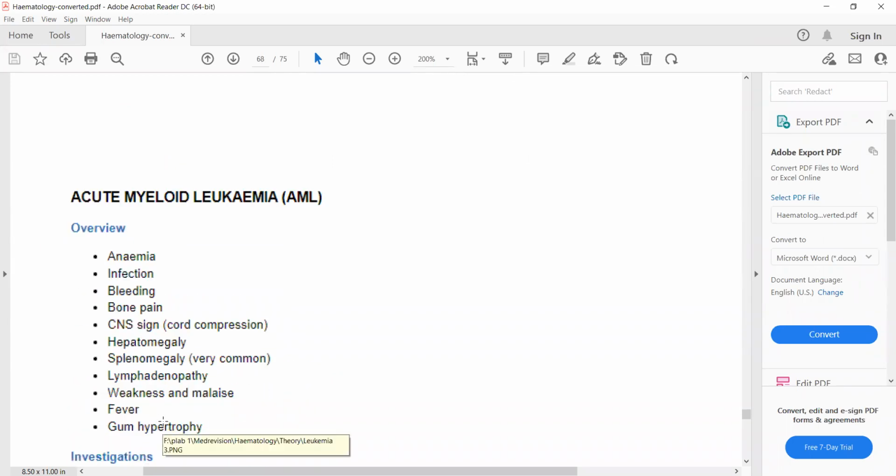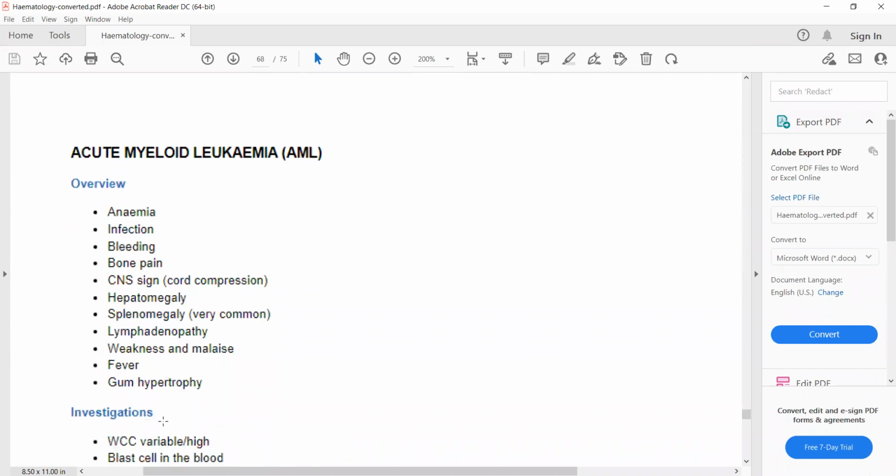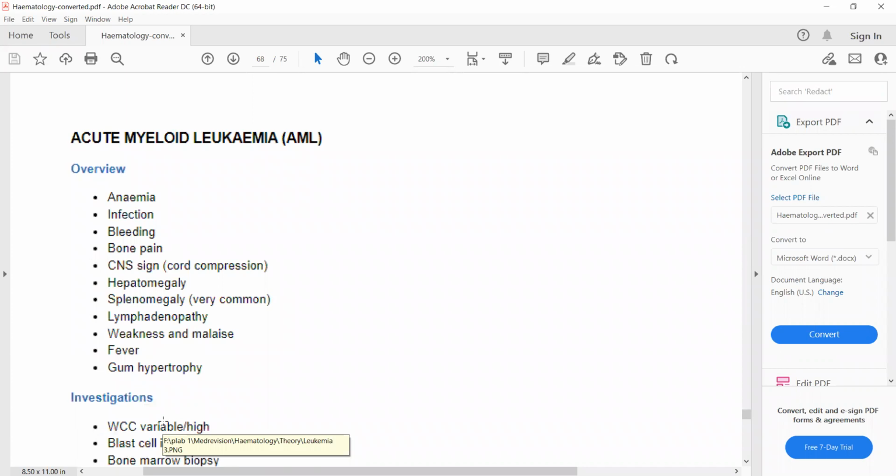Now the next leukemia is acute myeloid leukemia. The presentation of acute myeloid leukemia is similar to acute lymphoid leukemia or lymphoblastic leukemia, that is anemia, infection, and bleeding. Bone pain can also be present because of excessive proliferation of blast cells in the bone marrow. Bone pain can be present in both of them. CNS signs can also be present. Hepatomegaly, splenomegaly can also be present. Lymphadenopathy can be present. So you can see that the presentation is the same as ALL. Clinical signs and symptoms are the same as ALL.